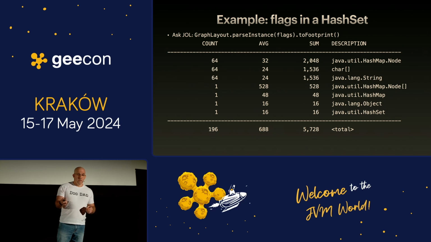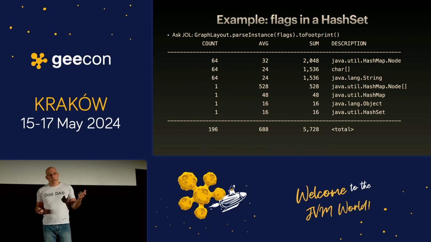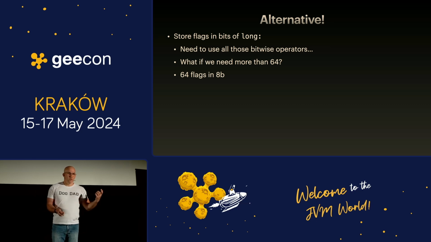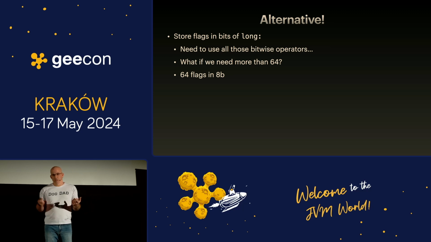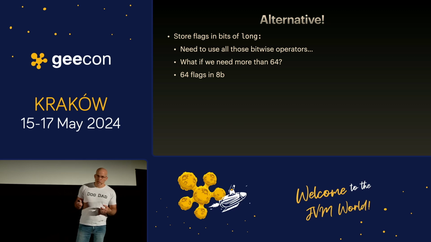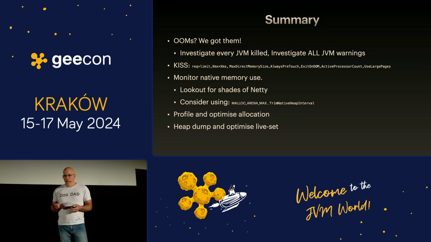The alternative, like in that particular example, this was where the flags were coming from. They came from a long with 64 flags, 64 bits in a long, and it was 8 bytes. So we went from 8 bytes to 5.7 K. There are big savings to be had when you do these sort of things. Just have a look at your heap dump and find them.